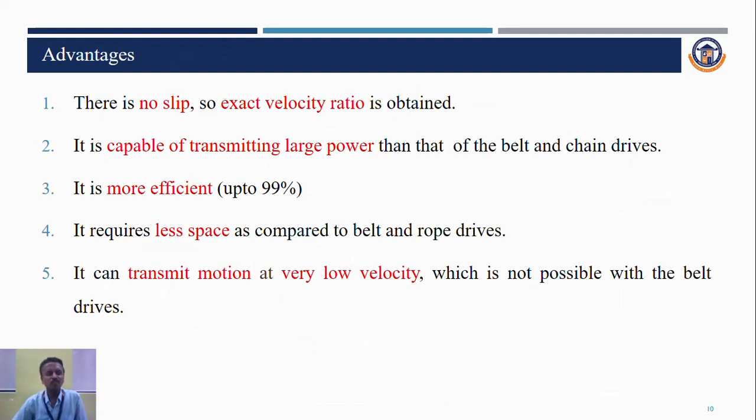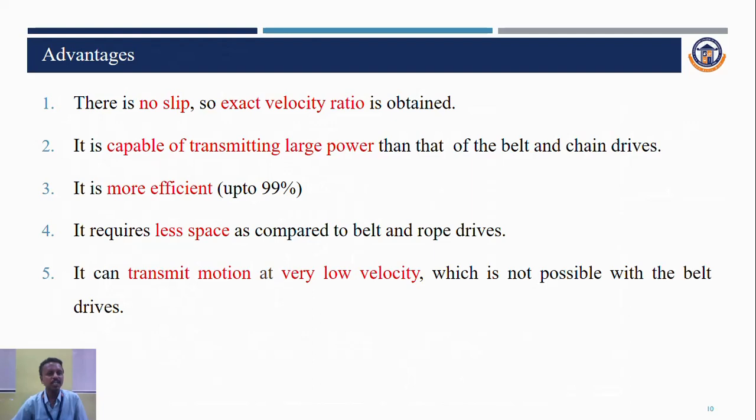The advantages of gears: first, there is no slip, so an exact velocity ratio is obtained. When you are using gears, there is no chance for slipping when compared to other drives like belt drive and chain drive. Second, it is capable of transmitting large power than that of the belt and chain drive. In gear drive, large power can be transmitted when compared to belt or chain drive.